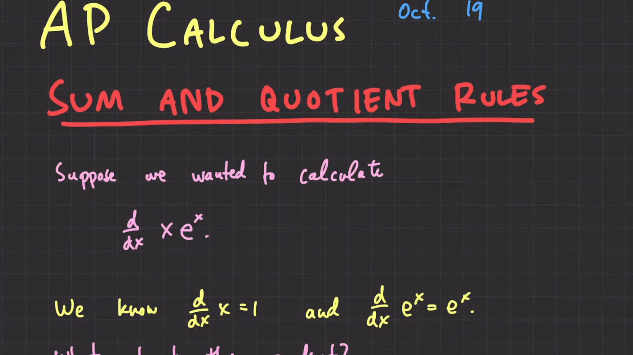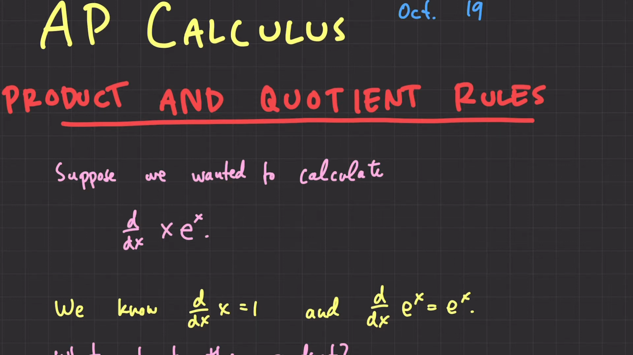Anyways, what we're going to talk about today is something called the sum and quotient rules. Oops, I just realized that I already have a typo. It's not the sum and quotient rules, it's the product and quotient rules. I don't know why I wrote sum product. There we go. Hopefully that's the only typo that I've written so far.